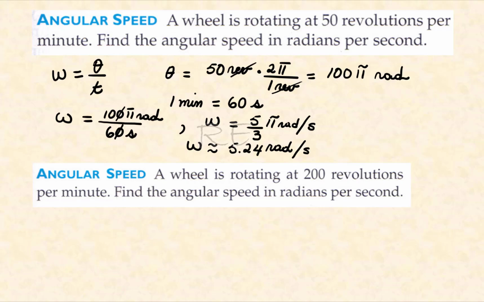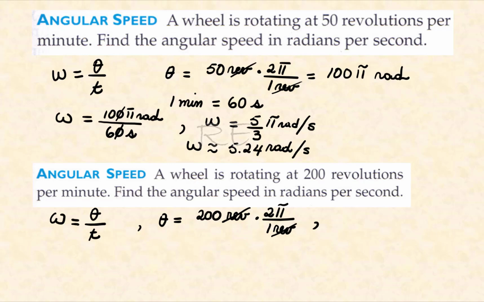A wheel is rotating at 200 rev per minute. We need to find the angular speed in radians per second. Angular speed is equal to theta divided by t. We're going to convert theta into radians. 200 revolutions multiplied by 2 pi radians per revolution. Revolutions will cancel, and theta is equal to 400 pi radians. 1 minute is 60 seconds.